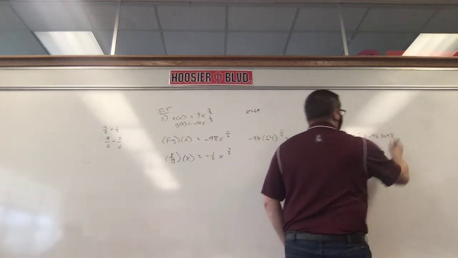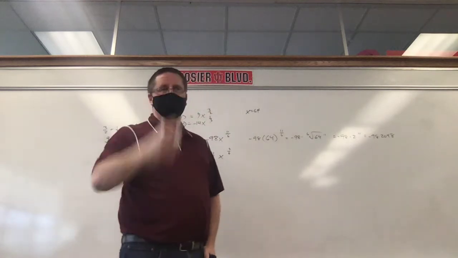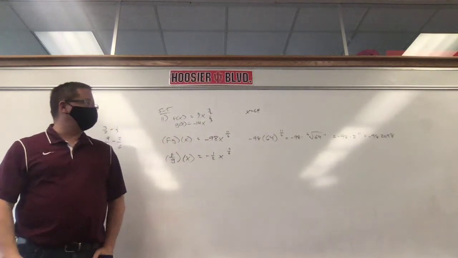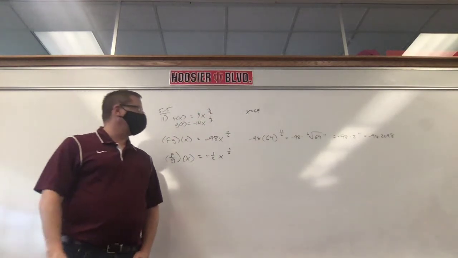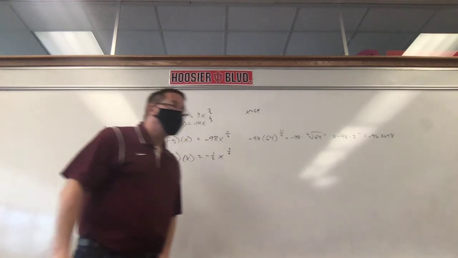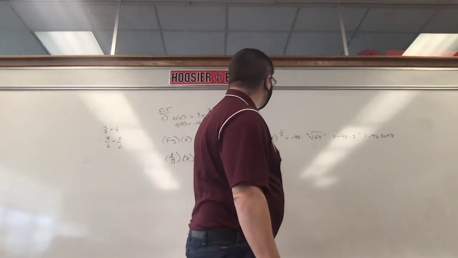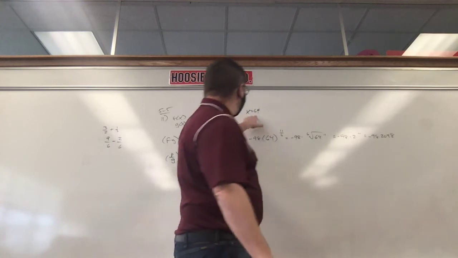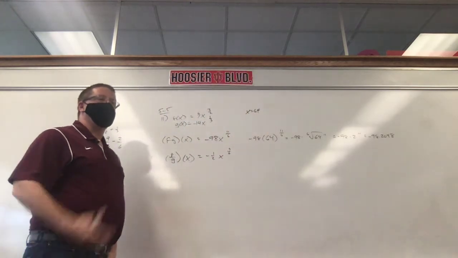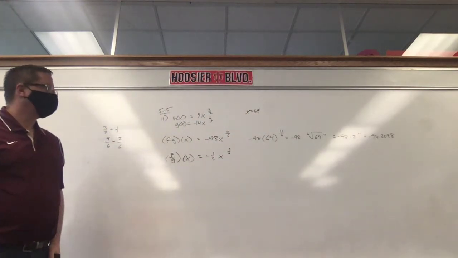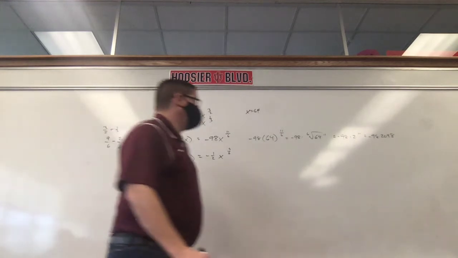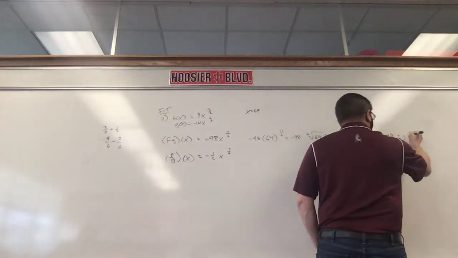2048. Now, what's negative 98 times 2048? I don't know. Grab a calculator, guys. Use your phones, whatever. What is negative 98 times 2048? Yes, ma'am. The x equals 64. Yes, they gave it to you. They said do this, then plug in 64. And I'm going to get negative something. I have no idea what.